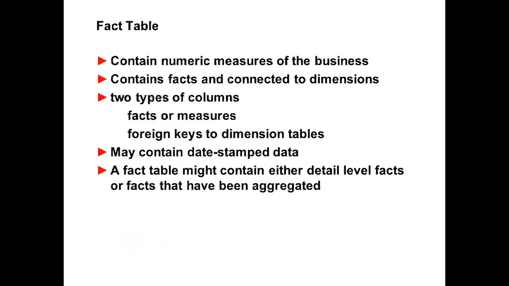Majorly we use the terminology dimension and fact. In a database we have tables and columns; in the same way, in data warehousing terminology we divide those tables into dimension and fact tables. A fact table contains numeric measures of the business, like how much quantity has been sold in the last month. Only the quantity values get stored in the fact table, while the time details get stored in the dimension table.